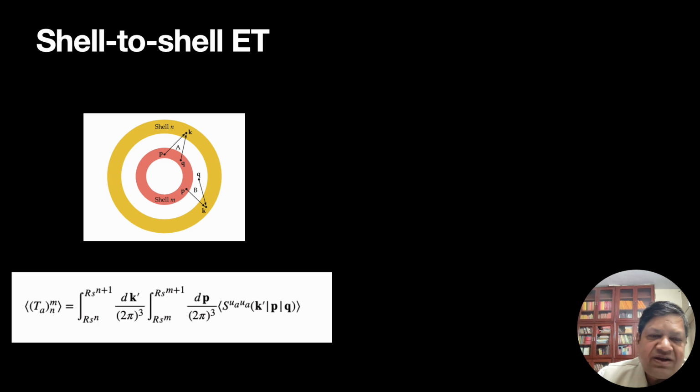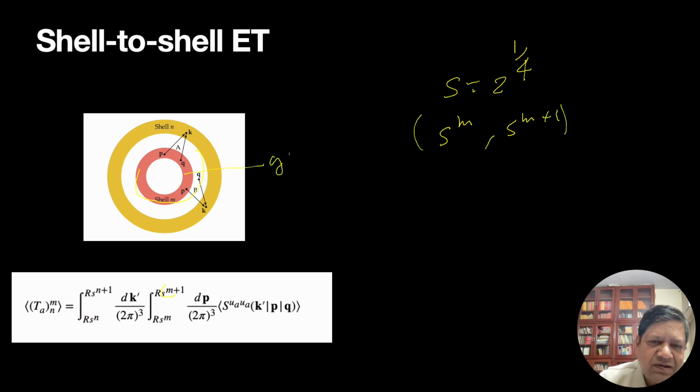Cell-to-cell transfer, we can define this, is energy going from any wave number shell to another shell. So here the giver is the orange shell. We label the shells S to the power m to S to the power m plus 1, with S greater than 1, say S to the power 1 quarter. Orange is the giver, and yellow is the receiver.